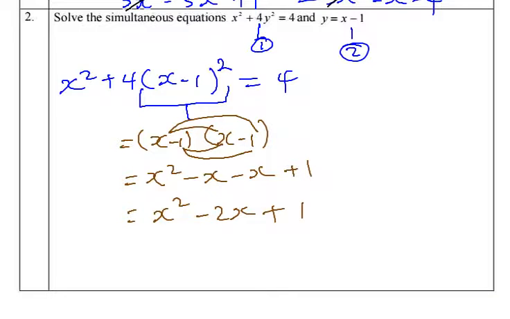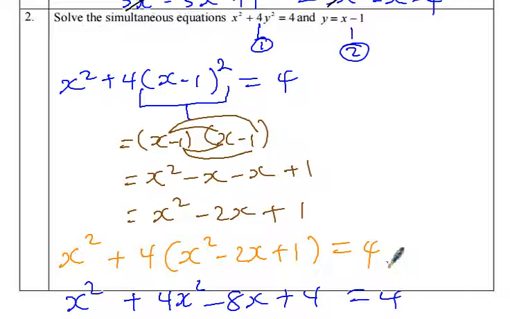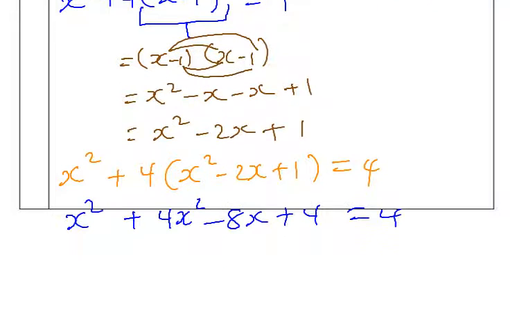Okay, now we can go back to this first equation. We have x squared plus 4. Now I want to substitute the squared bracket with this. Okay, this should equal 4. And from there we can go ahead and open brackets. x squared plus 4x squared minus 8x plus 4 is equal to 4. I need more space. Okay, now I need to put like terms together.